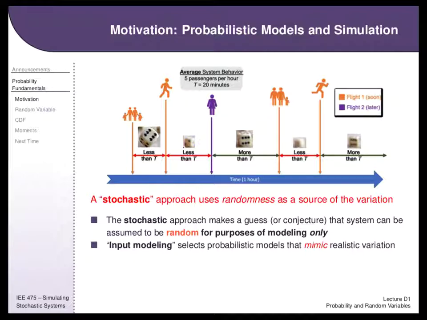So our goal then is to build a random process that well fits the distribution of data that we see in reality. That's the stochastic approach. So that's why I define stochastic. I claim that's the right definition of stochastic.